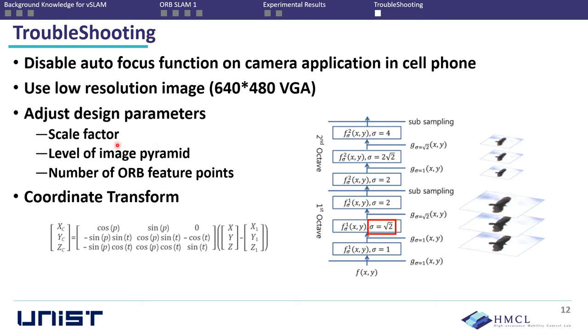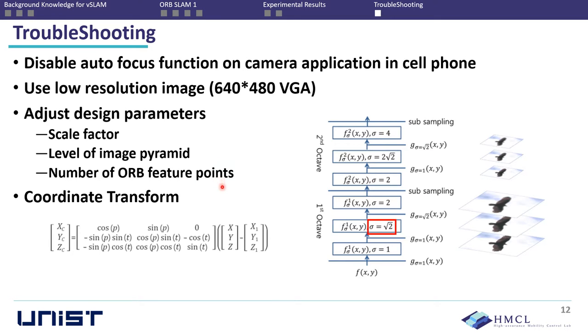Third, tuning the design parameters of VSLAM was required. When the algorithm works with the default scale factor, which was 1.2, it didn't work properly because it causes a lack of the number of calculated 3D map points.